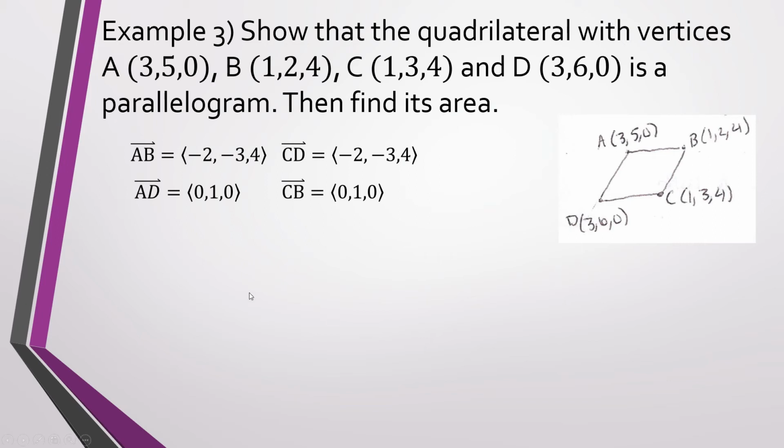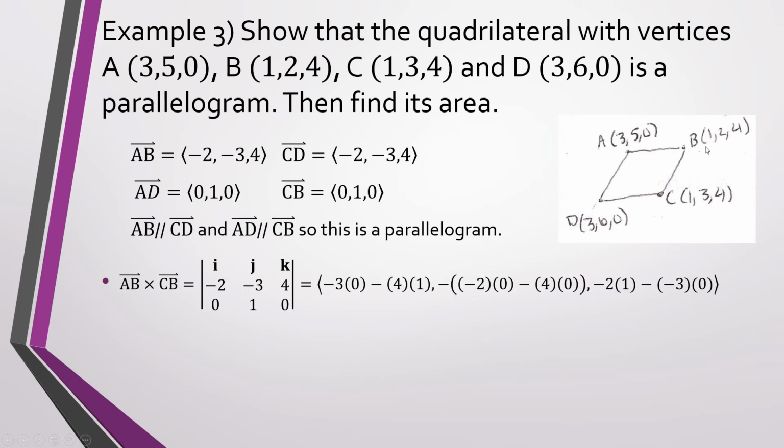So we need to find the cross product of adjacent sides. Okay, so I used vector AB and vector CB, but you could use any pair of adjacent sides. So you could also use AB with AD, you could use AD with CD, you could use CD with CB. Does not matter which pair of adjacent sides you use, okay?